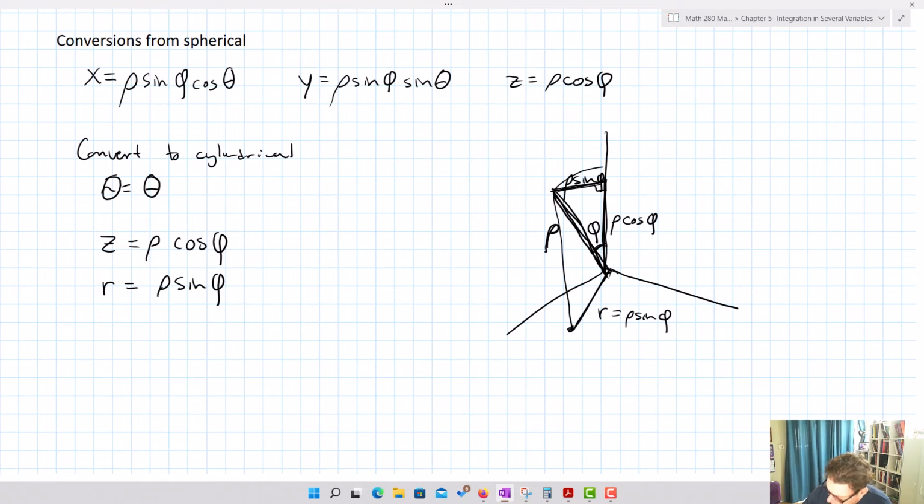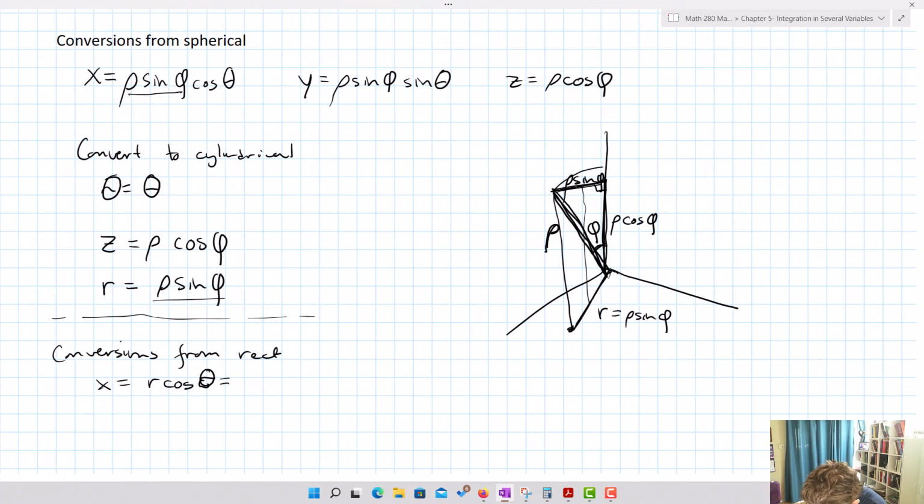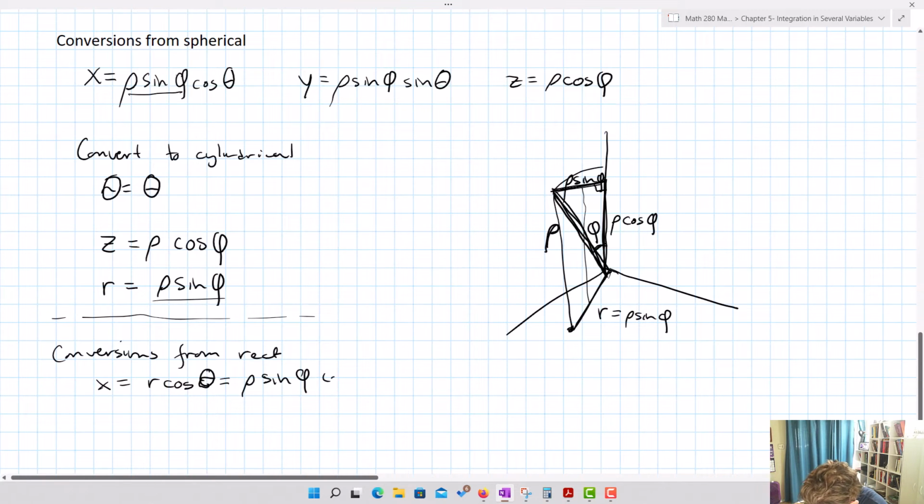And so if you take the opposite side and project it down onto the r theta plane, you get r equals rho sine phi, okay? And you can see how we get r cosine theta. Because if x equals, like our conversions from rectangular, x equals r cosine theta, and we substitute the rho sine phi, this is going to be rho sine phi cosine theta.